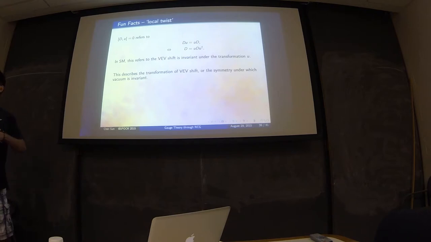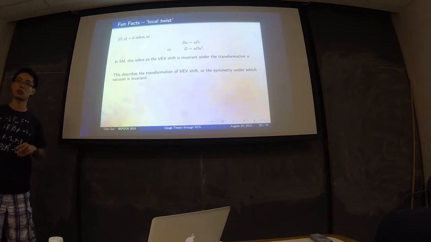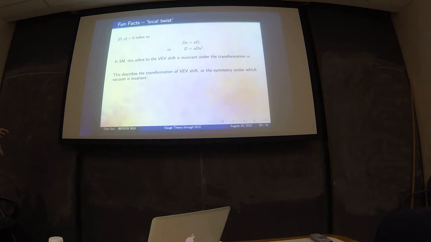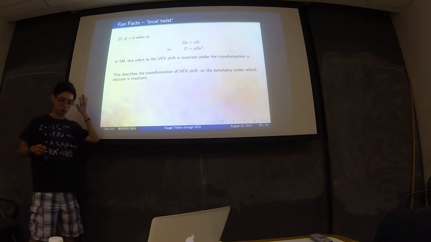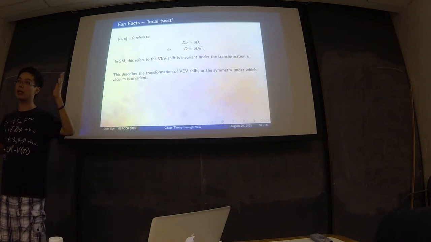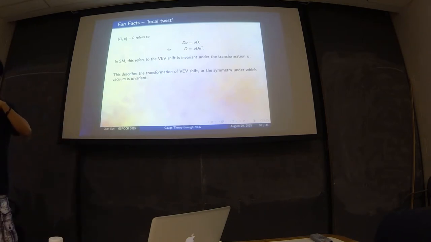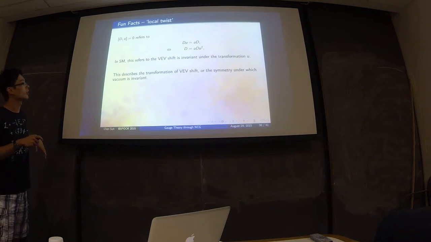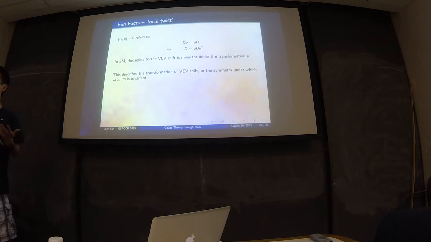U is the symmetry transformation. And what does this mean? This means DU equals UD, which is D equals U D U double dagger. If we want to take this D as a mass term or the VEV shift, this means there is a remaining symmetry, which makes the VEV invariant.